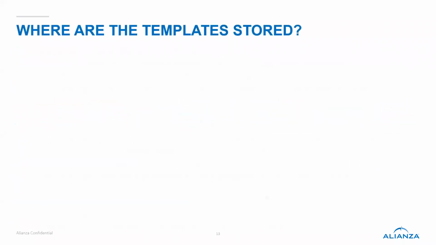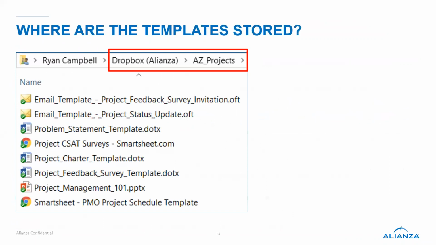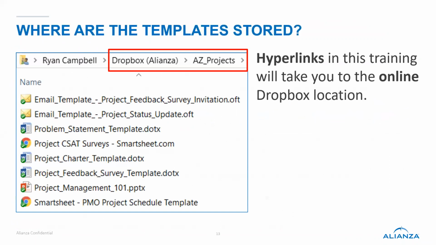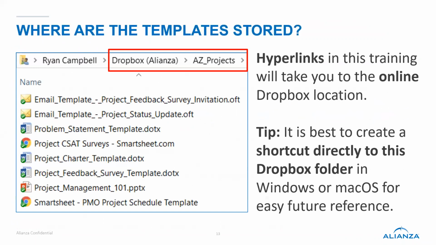Templates and examples. So where are templates stored? And again, this is mostly for my team, but I'm just giving you an idea. We keep everything in the Dropbox Alianza AZ projects folder. There's a hyperlink in this training that will take you to the online Dropbox location. If you click on any of these things that have blue boxes, they take you to those areas and locations. Tip: it's best to create a shortcut directly to this Dropbox folder in Windows or Mac OS X for easy reference, like putting it in your quick links, just because it's easy to get to if you're going to be working a lot in there.